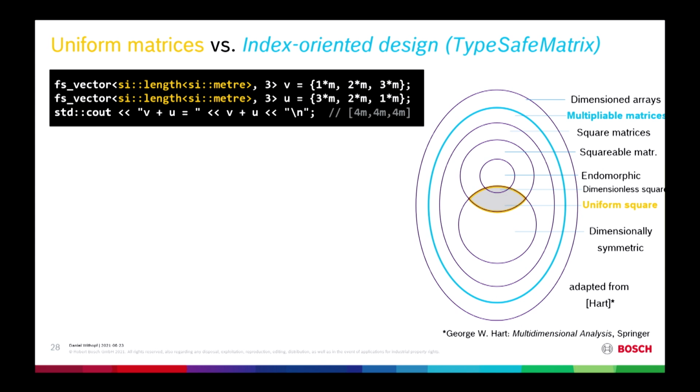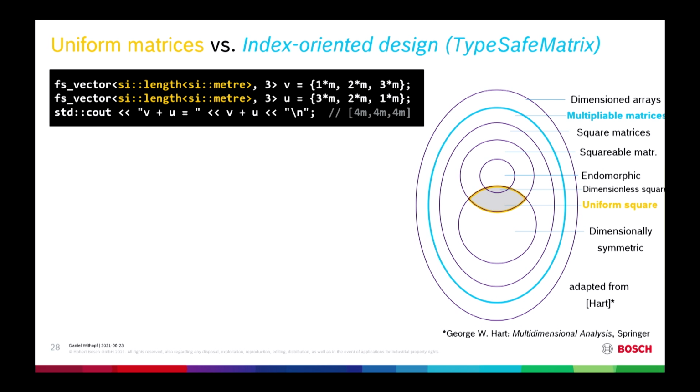Here on the right-hand side is an image from the book I mentioned, George W. Hart, and that also shows the different classes of matrices that can be represented with that approach. So with the uniform matrix approach, where we only can take the scalar type or the value type of a vector and put one physical unit inside, this only gives us the gray area here of uniform square matrices, or also non-square matrices and vectors. This can be represented with that approach.